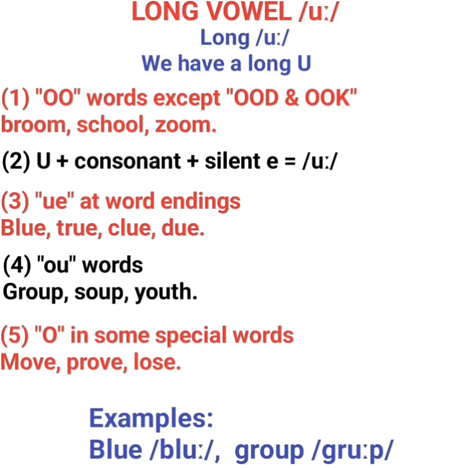In rude, for instance, as an example, we have R-U-D-E. U is a vowel letter, D is a consonant letter, and E is silent. It means that the U will be a long one. Number 3, UE at word ending, like blue, true, clue, dew. UE in blue, in true, they are long.